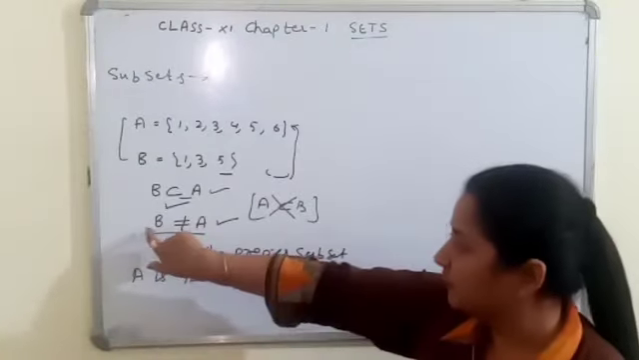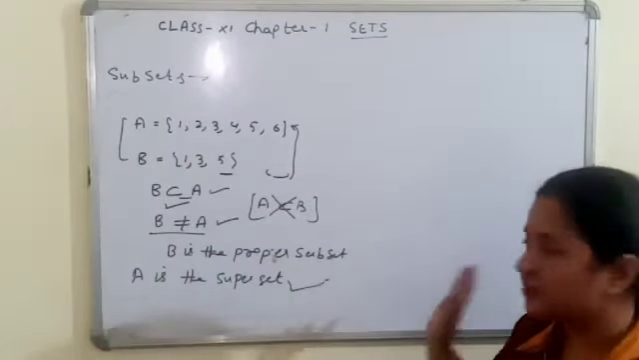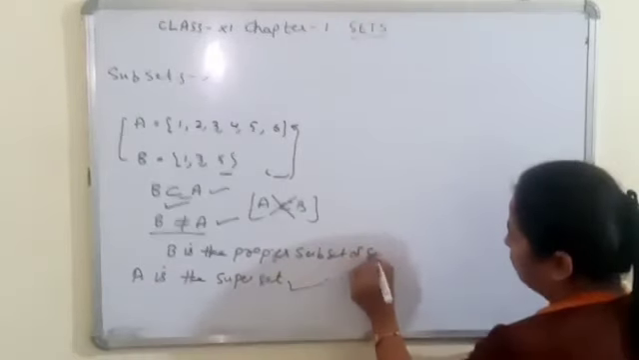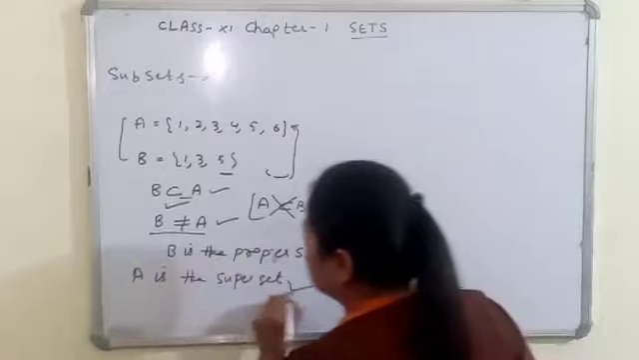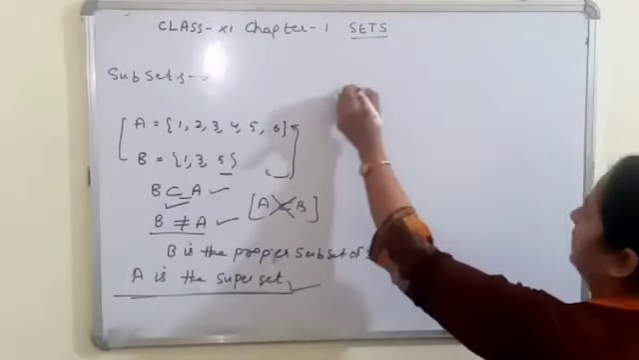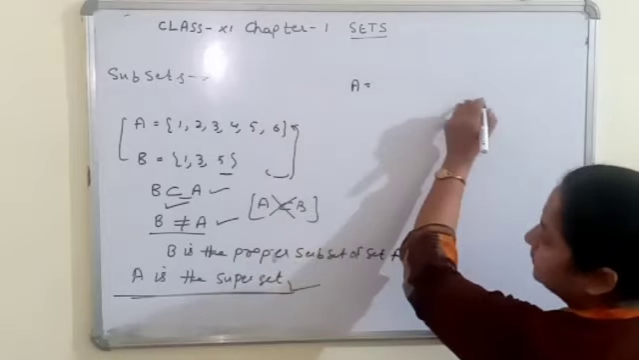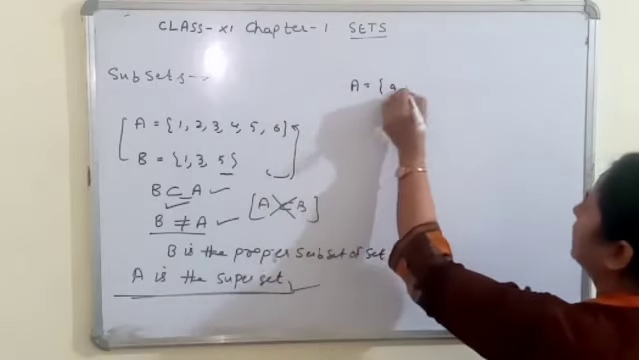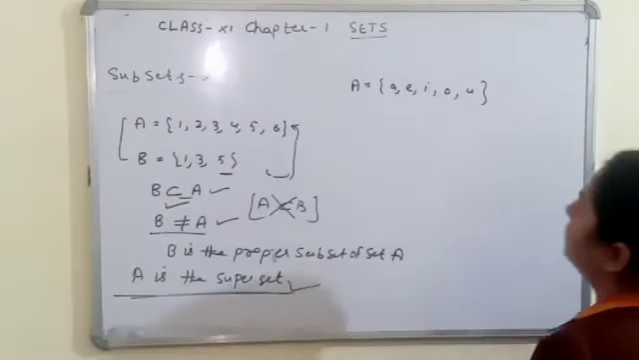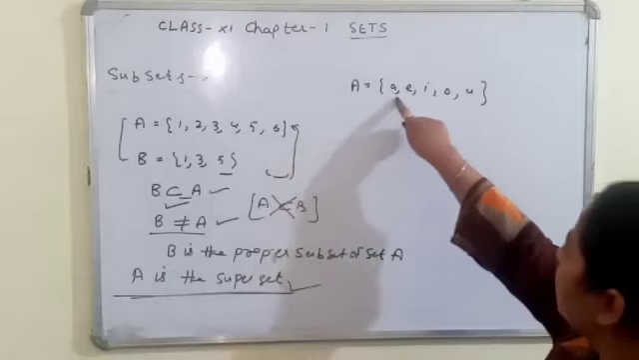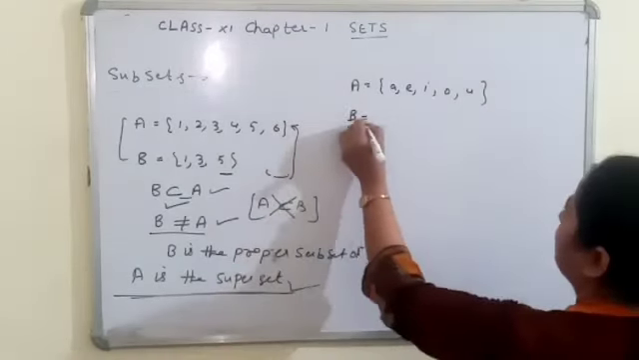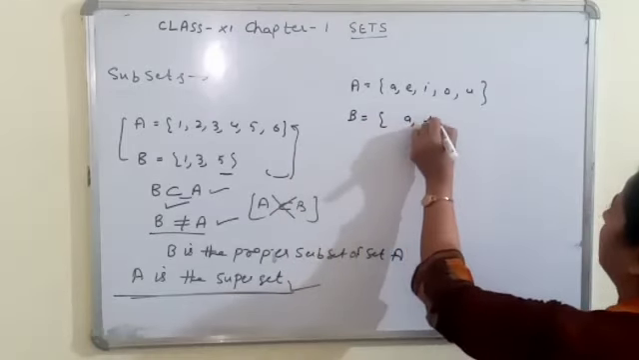So here B is called the proper subset of set A. B is the proper subset of set A, and A is the superset of this condition. Let's take one more example. Suppose A is {a, e, i, o, u}. Now this is a set which has elements a, e, i, o, u, and there is another set B in which the elements are a and u.